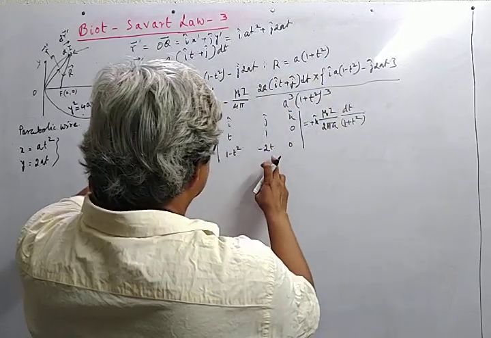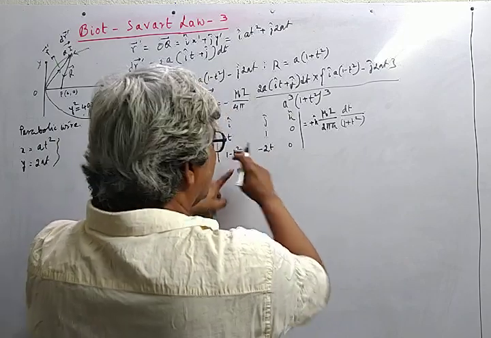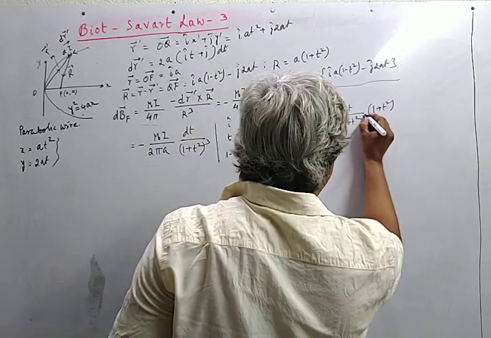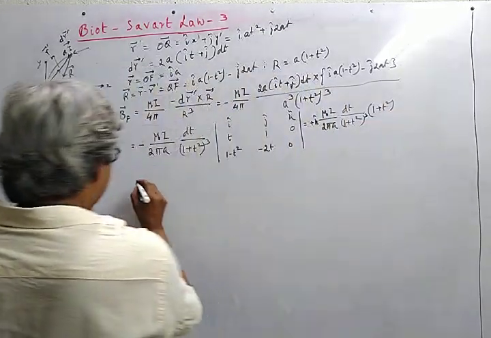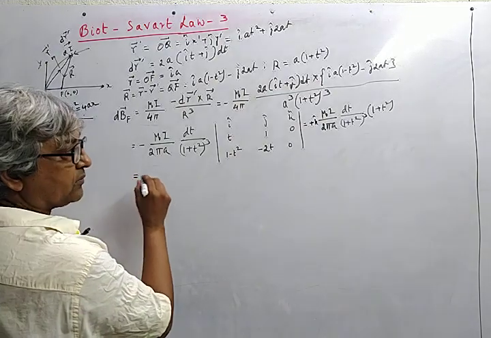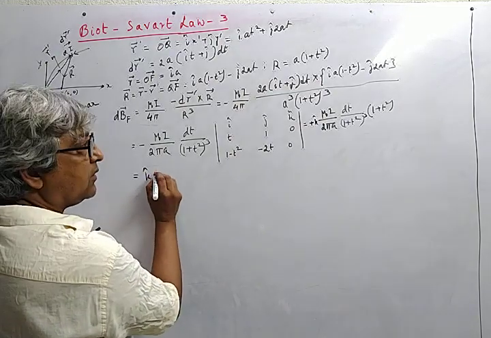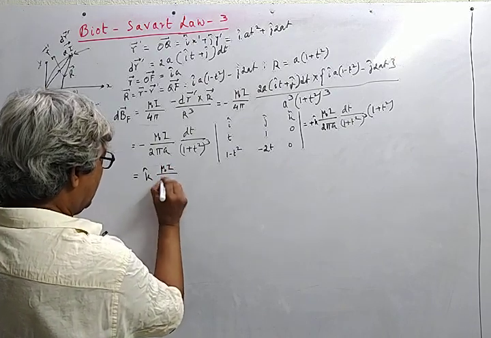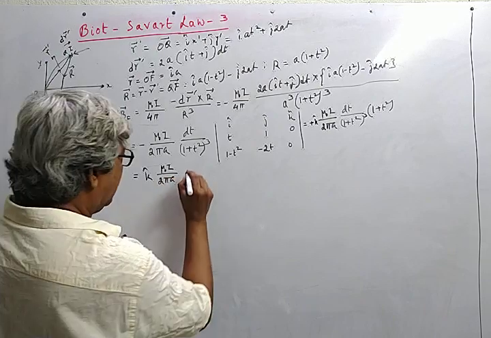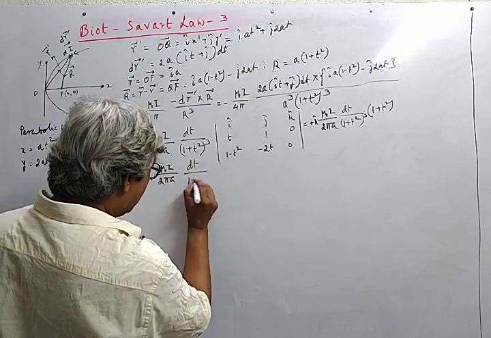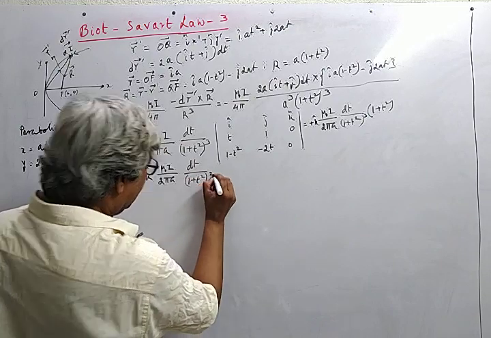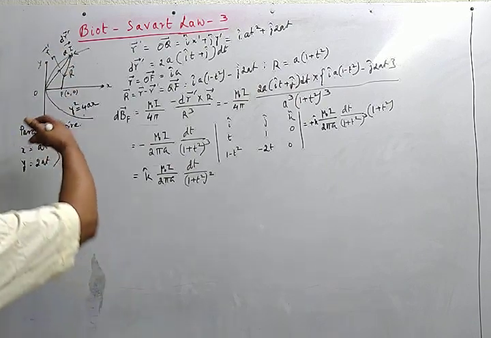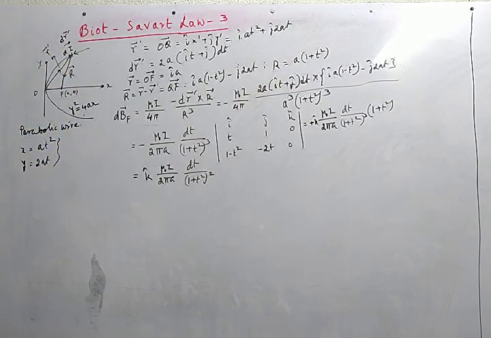The vector part is this, 2 minus 2t square, so this makes the 1 plus t square. So this here is a cube, and the final result is k cap mu 0 I upon 2 pi a, dt, divided by 1 plus t square whole square. This is the field at F due to this current element. The field is always directed towards us, towards the viewer.